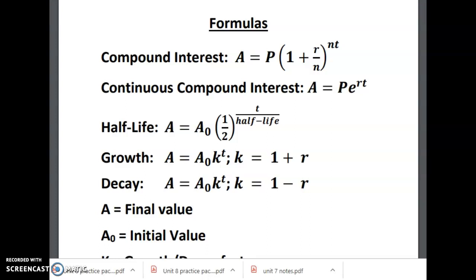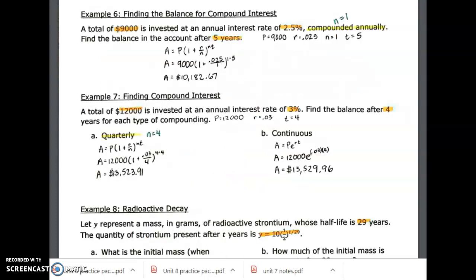Okay, so let's go back to our problems. So in example 6, this is an example of compounding interest that's compounding annually. So our n is going to be 1. N is the number of times that we compound interest in a year. So if we're compounding it every year, then we're compounding it once in a year. 9,000 is your principal amount. 2.5% is your rate. We just have to convert it to a decimal. We talked about the n value, and the t is for 5 years in this case.